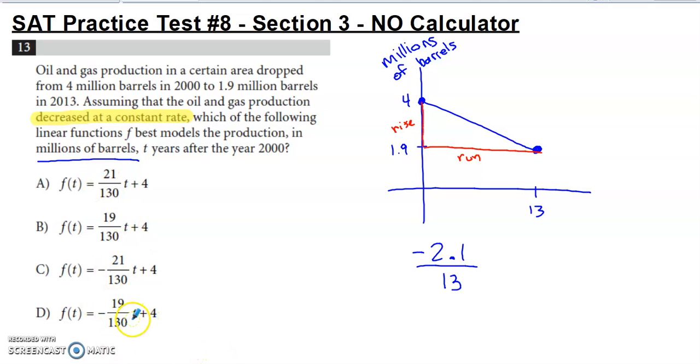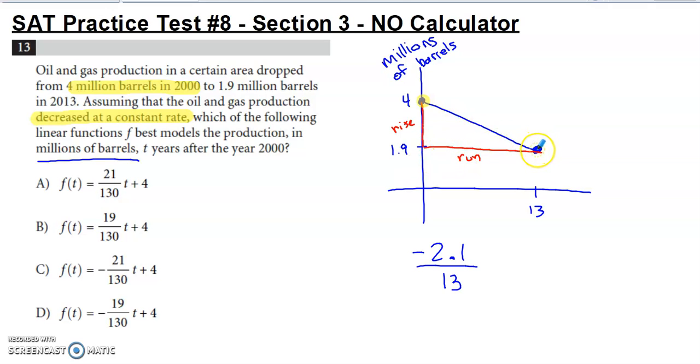Now if you look at all these options, they are essentially y equals mx plus b form. y is being replaced by f of t, x is being replaced by t. All of the y-intercepts are the same, and that makes sense. If I'm starting this graph at the year 2000, where I had 4 million barrels being produced, I'm going to start the graph at a y-intercept of 4, and then 13 years later, my graph is going to have to drop to 1.9 for the y value or the function value.